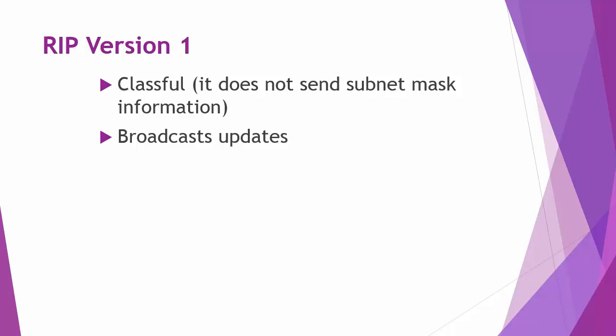RIP version 1 does not allow authentication, so there is no element of security that can be added to the routing protocol to ensure that it is not sending information to devices that should not receive it.